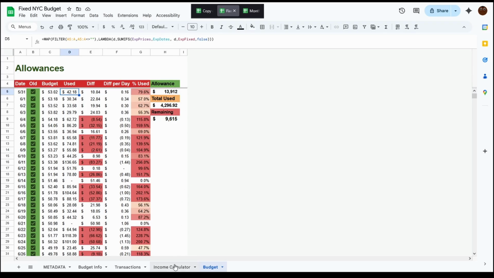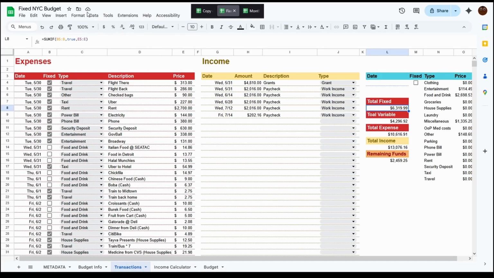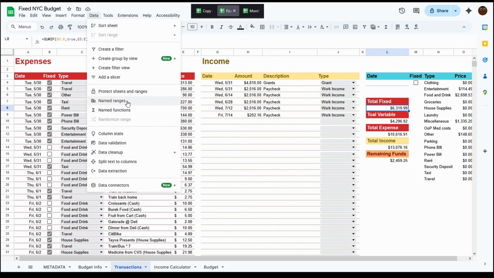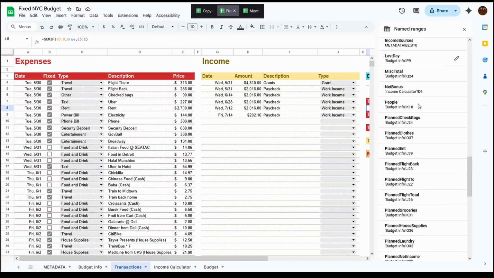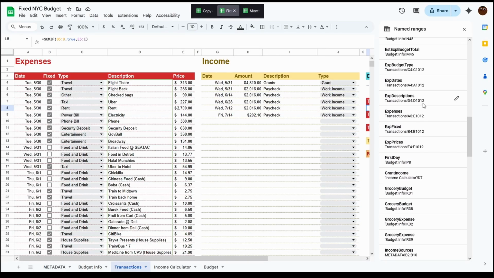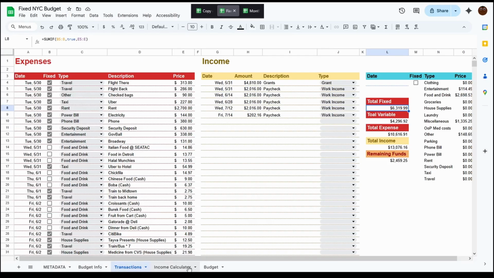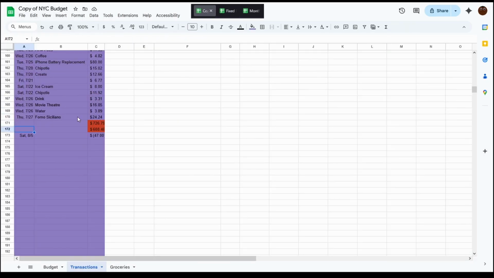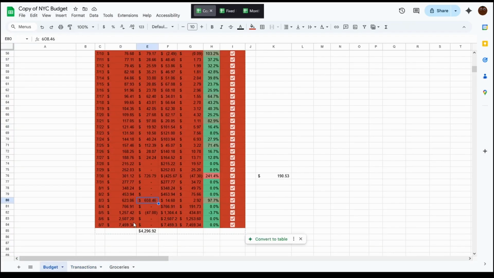And those are named ranges that relate to my transaction list over here. So if I found those things inside of my named ranges, you'll see X fixed, that's the fixed column. X prices, all the prices. And then the expenses is just the entire table, descriptions, X dates. And it uses that X budget type in order to find all the different things. So that was hard coded in, basically.